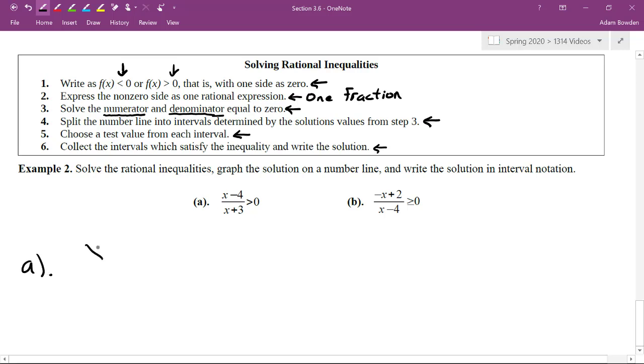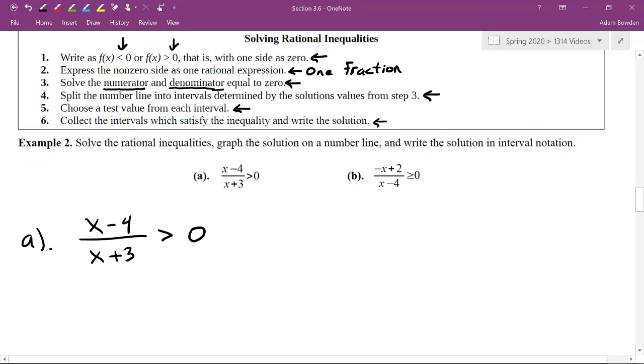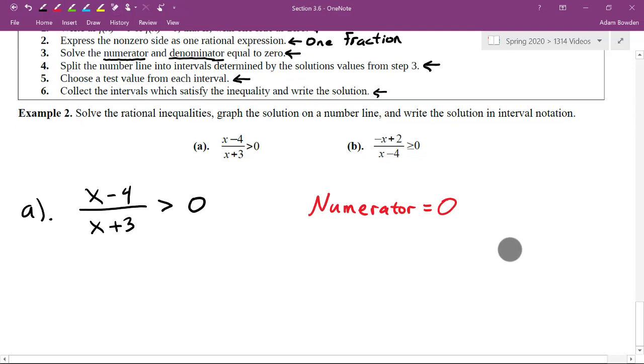So let's look at this one here on part A. x minus 4 over x plus 3 greater than 0. This is already together into one fraction, and one of the sides is already 0. So what I'm going to do here is take the numerator equal to 0, and take the denominator equal to 0.